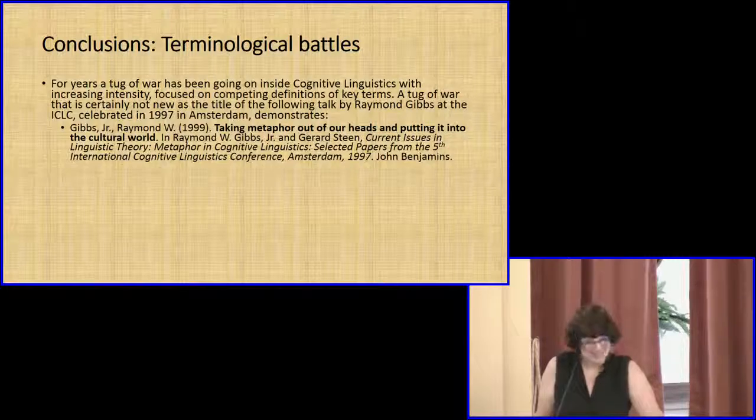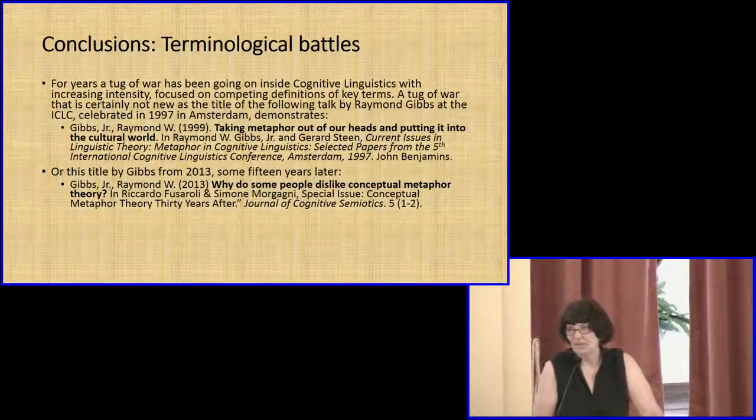For years, a tug-of-war has been going on inside cognitive linguistics with increasing intensity, focused on competing definitions of key terms. A tug-of-war that's certainly not new is what the title of the following talk by Raymond Gibbs at the International Cognitive Linguistics Conference celebrated in 1997 in Amsterdam demonstrates. The name of his talk was Taking Metaphor Out of Our Heads and Putting It into the Cultural World.